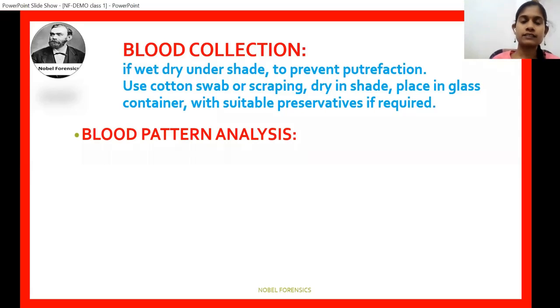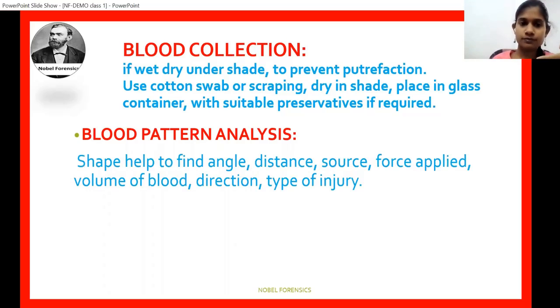Then blood pattern analysis, which is also very important at the crime scene. Blood pattern means blood stain shapes at the crime scene. That is useful for crime investigation, because it can help to find the angle of the blood stain, distance, source, force applied, volume of blood, direction of the force, and also sometimes the type of injury.